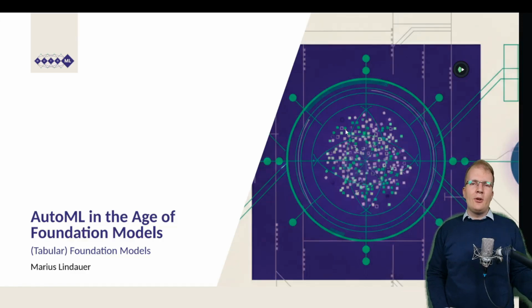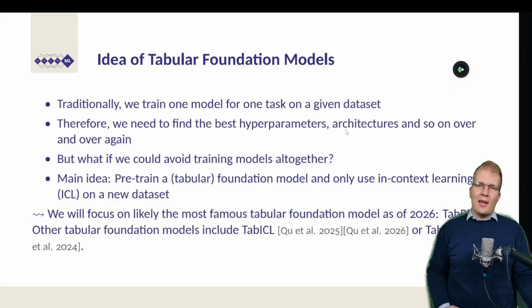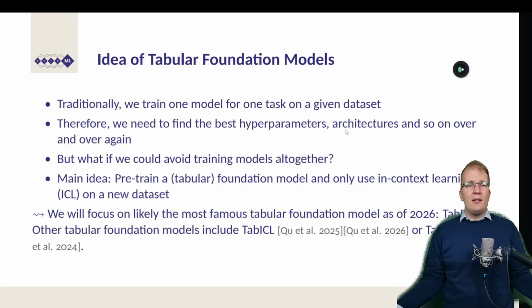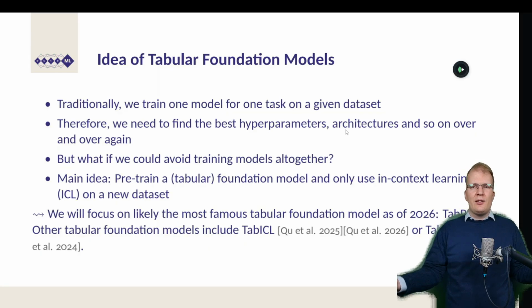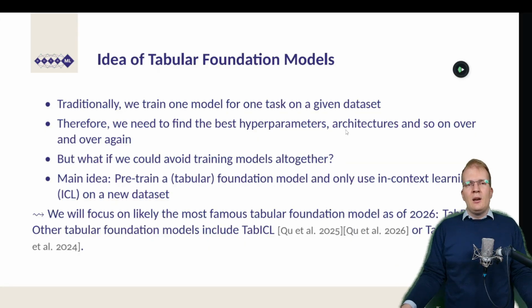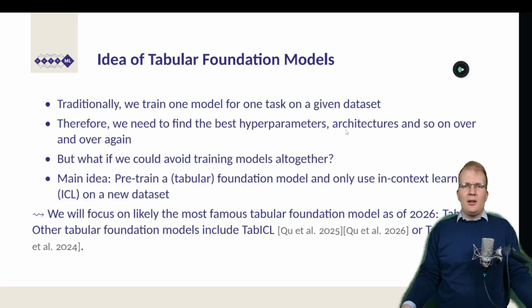Welcome back to our lecture series on automated machine learning. We are still in the age of foundation models, and today we're really talking about foundation models, specifically tabular foundation models. So far, traditionally, we train one model for one task on a given dataset, and therefore we need to find the best parameter settings, architectures, and so on over and over again. But what if we could actually avoid doing that? And that's the main idea of foundation models.